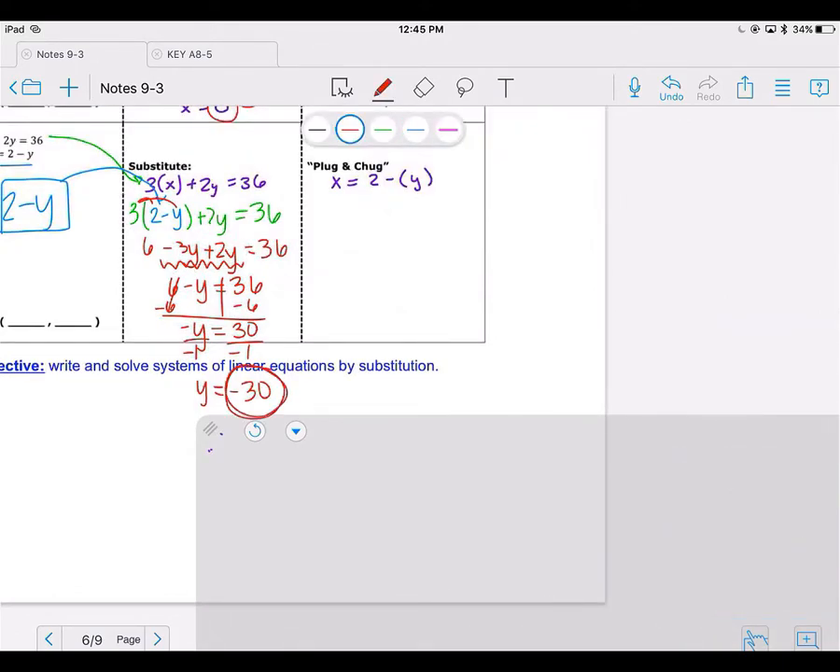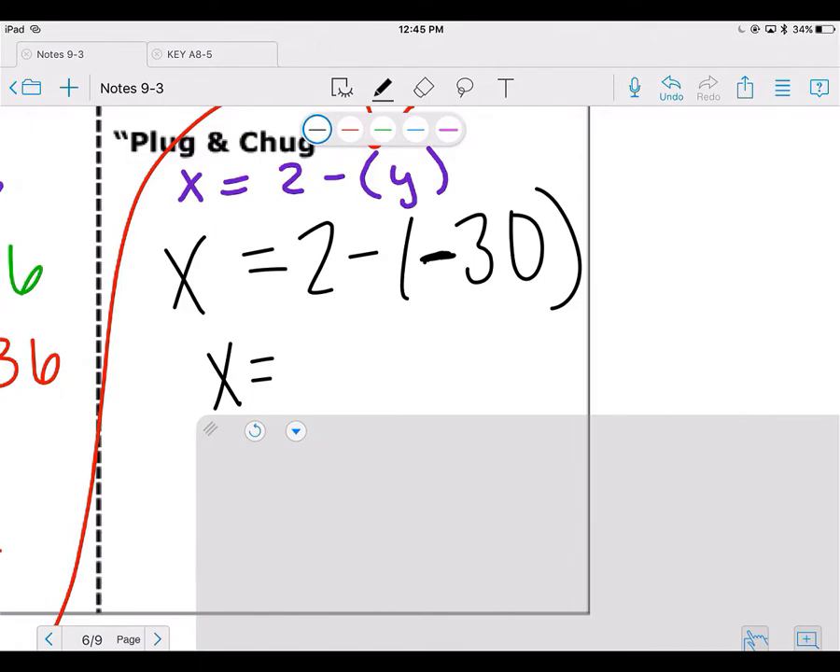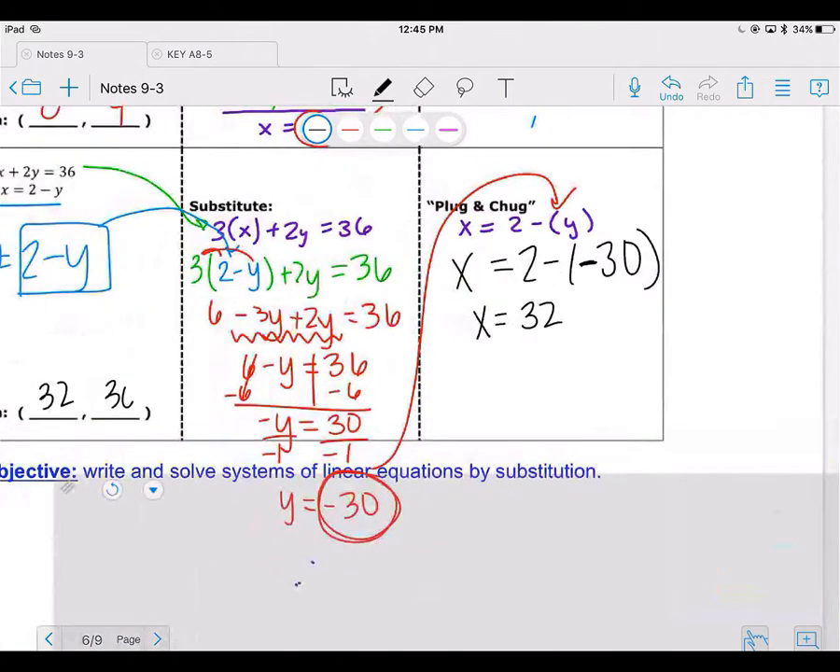I am going to take the value of y and replace it on the right side. I know that x is 2 minus the value of y, so in order to solve for y, I replace y with the value of y of negative 30. Minus minus is really a plus or a positive. 2 plus 30 is 32. So I write my answer as 32 and 30 because 32 is my x, 30 is my y.